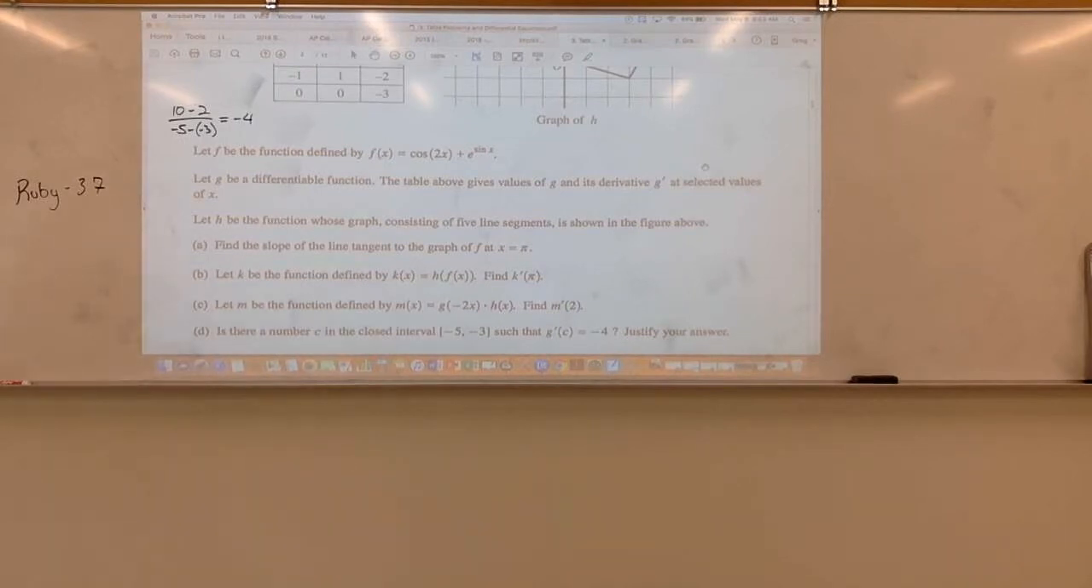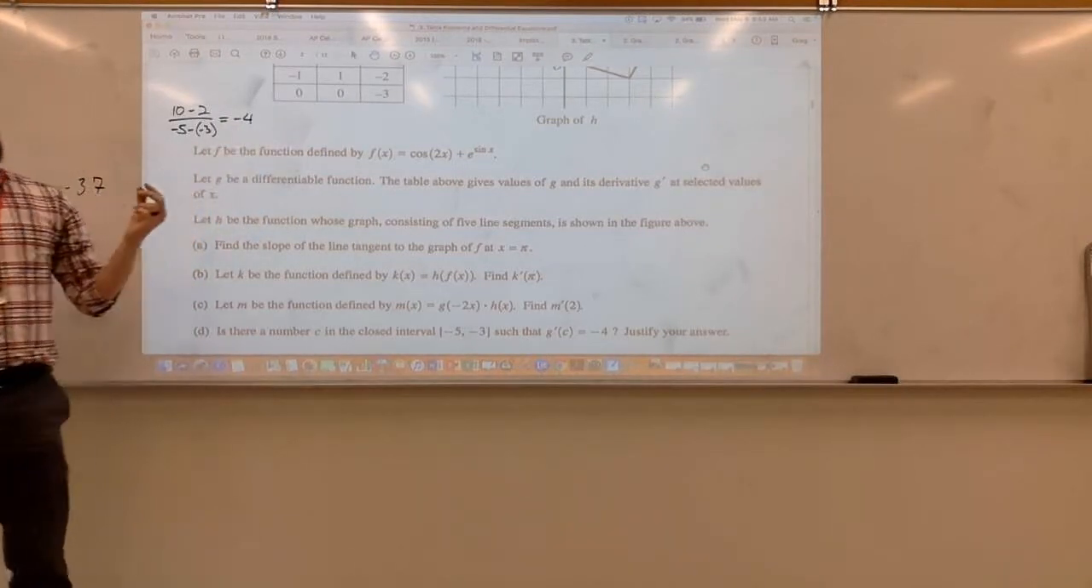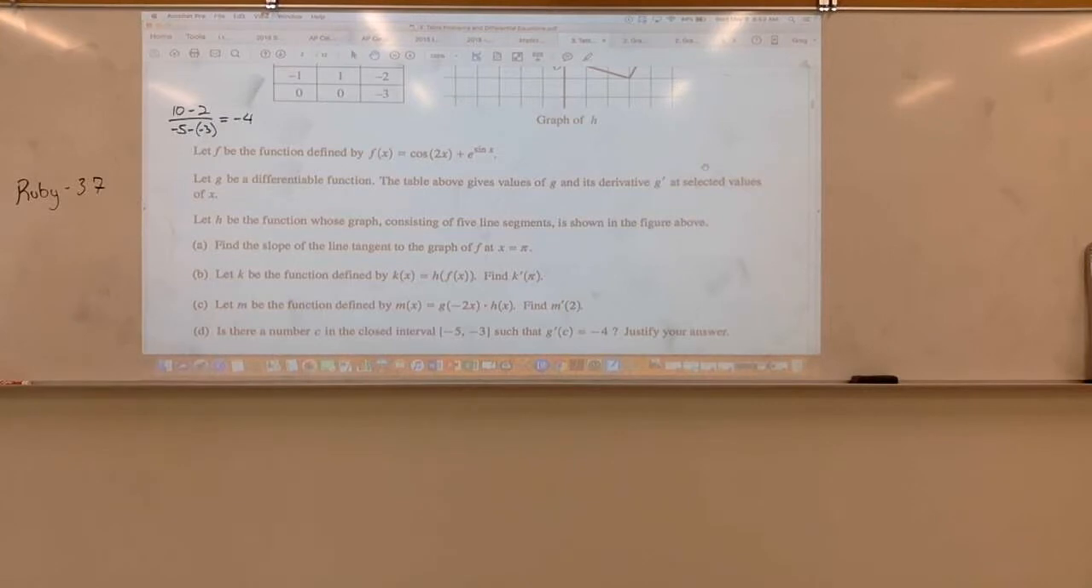The mean value theorem says if the function is continuous and differentiable, then we are guaranteed that the average rate of change has to equal the instantaneous rate of change somewhere on our interval.